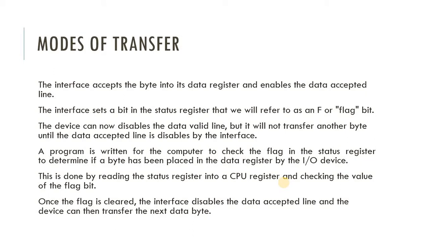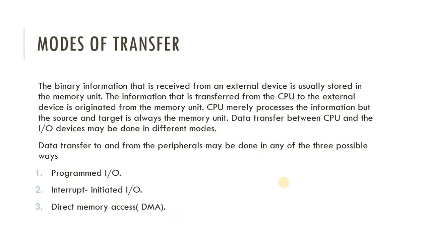Because the speed of the CPU and the IO device is very different, and in our previous lecture we have seen the difference between the CPU and the peripheral device, we use the input output interface to communicate between the IO device and the processor. That is why different modes are defined, and the data transfer to and from the peripheral may be done in any of three possible ways. First is programmed IO, second is interrupt initiated IO, and the third one is direct memory access, DMA. In this lecture we are going to discuss programmed IO.